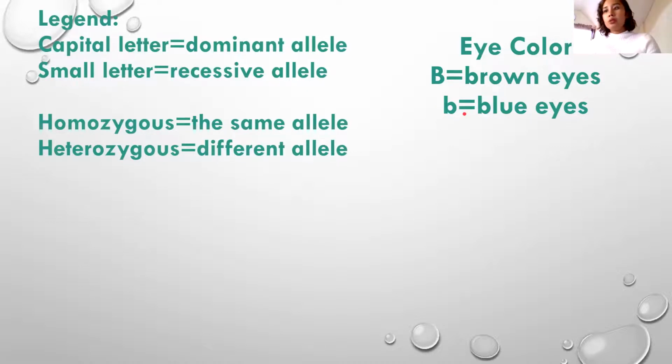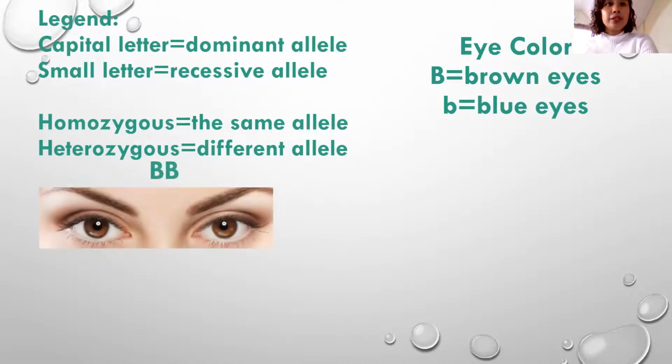Like the earlier example, the free lobe and attached lobe. Let's represent the letter E for ears. The big letter E is the free lobe, because it's a dominant allele. The attached lobe is assigned the small letter e.